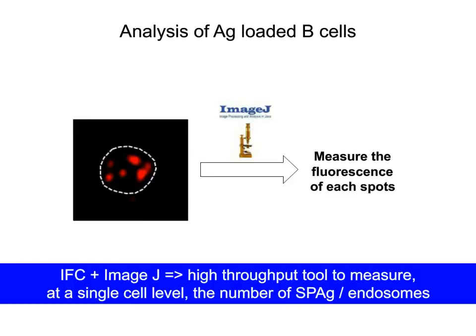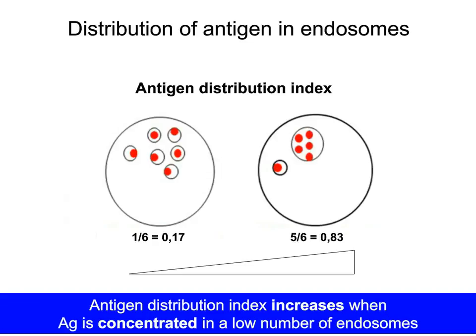With all these numbers, you can calculate what we call the antigen distribution index, which gives you a sense of how much the antigen is concentrated in a few number of endosomes. The higher this antigen distribution index is, the more the antigen is concentrated in a few number of endosomes inside the B cells.